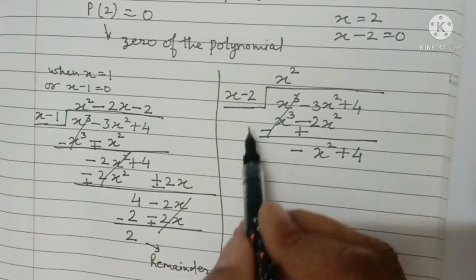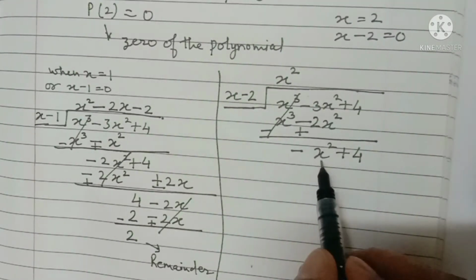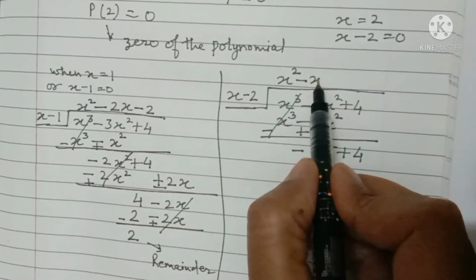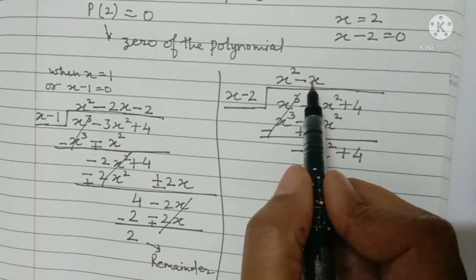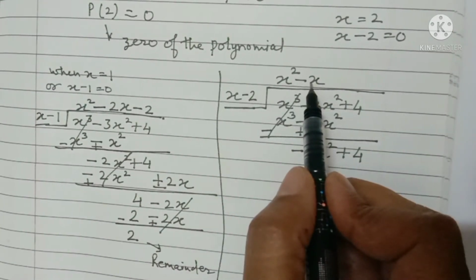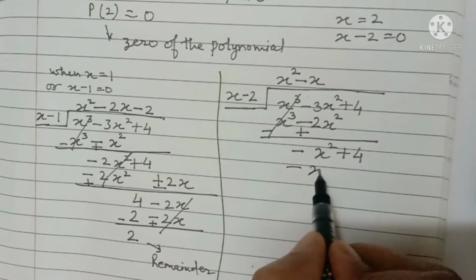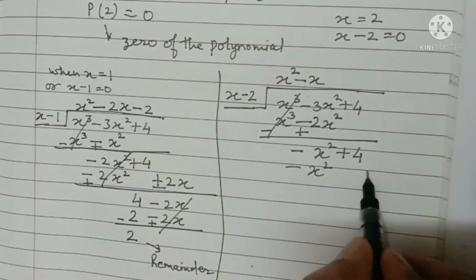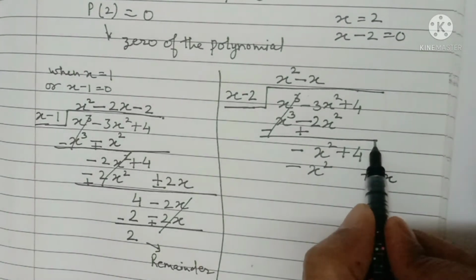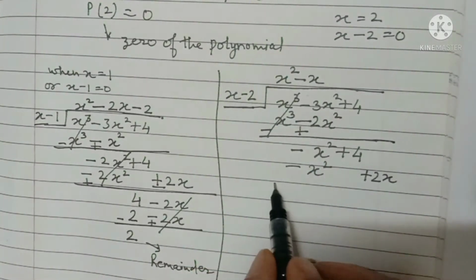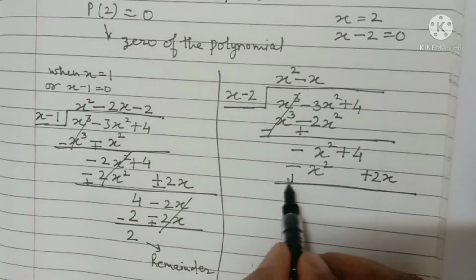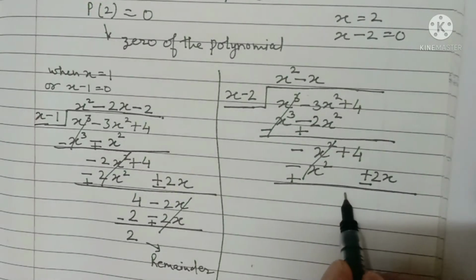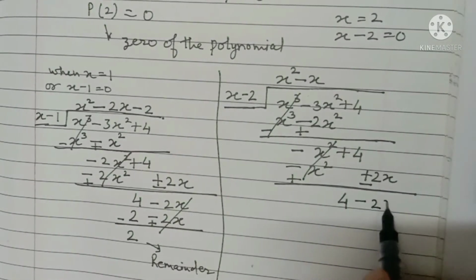Now you will make it minus x square, so you will take here minus x. Now multiply this factor to the divisor, so this becomes minus x square, and here minus minus plus 2x. So write down here 2x, minus minus plus 2x. Change the sign, plus, and this is minus, subtract it, and note down 4, this is minus 2x.